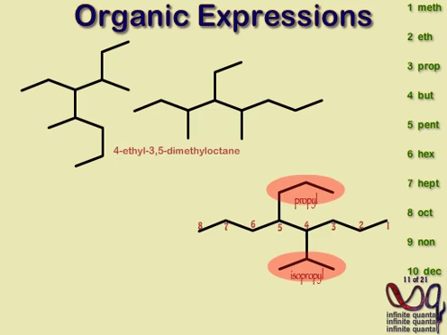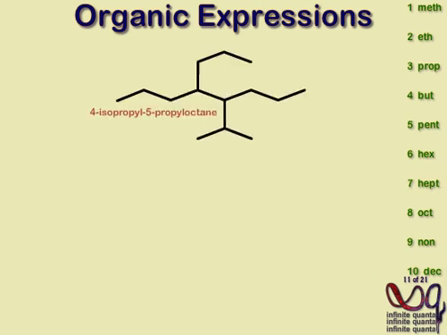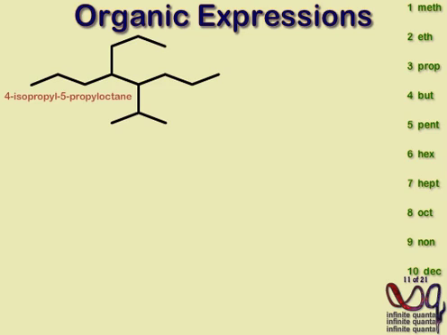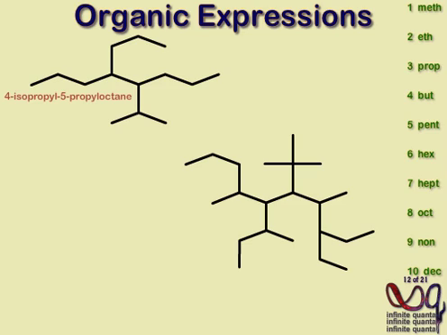This one's more complex, this iso one, so we'll go with that. 1, 2, 3, 4, 5, 6, 7, 8. So you've got 4-isopropyl, 5-propyl, octane. Throw that one out. It's a gnarly mess.